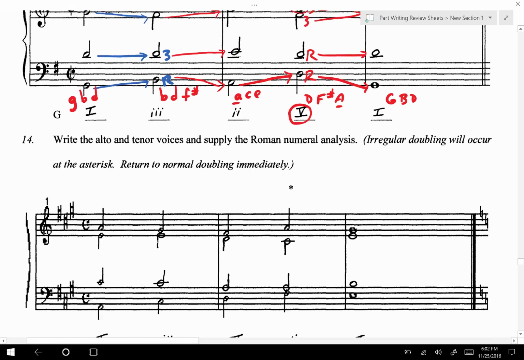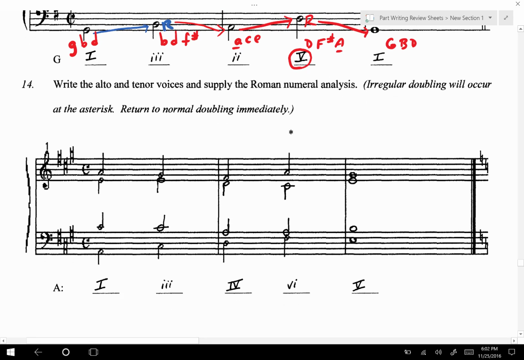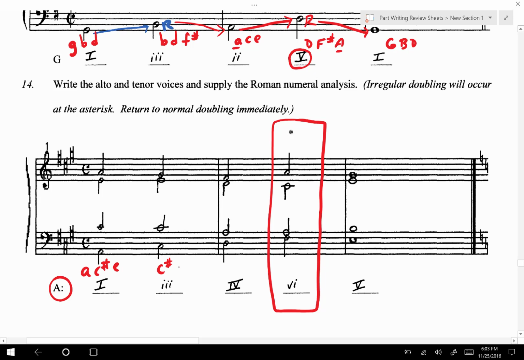Number 14, write the alto and tenor voices and supply the Roman numeral analysis. Irregular doubling will happen here. Notice my key of A major. Spell your triads. Notice your key signature. Be very mindful of that.